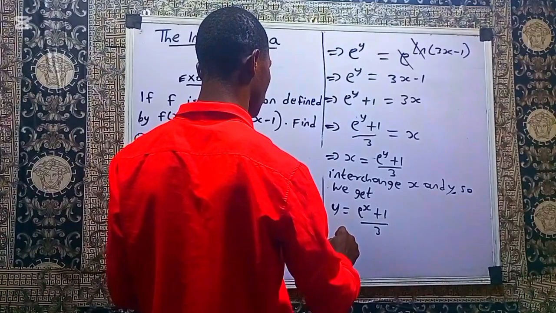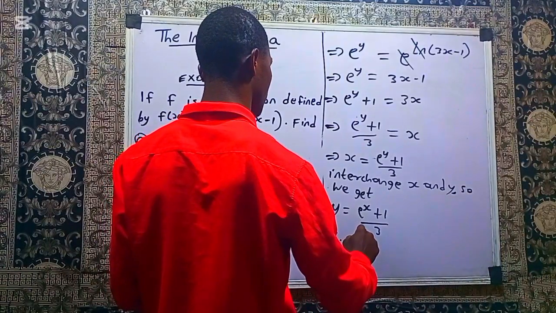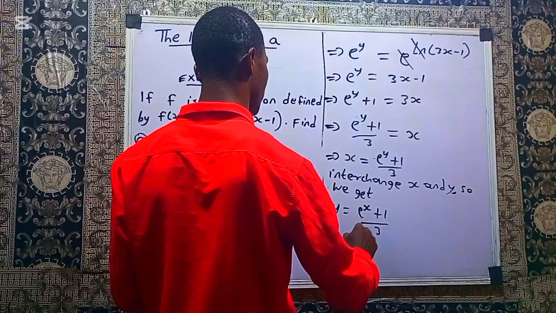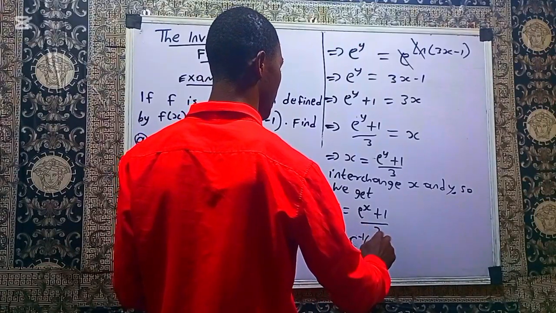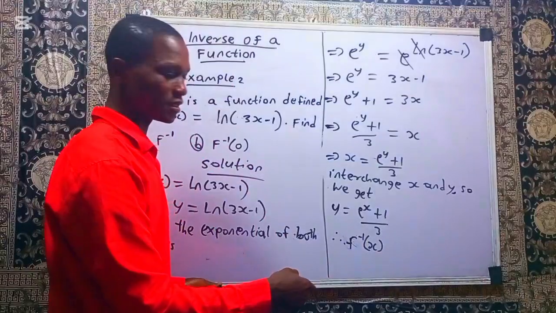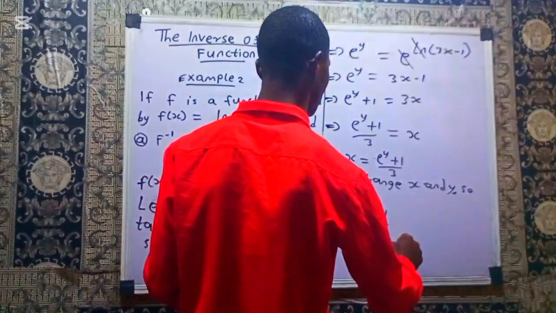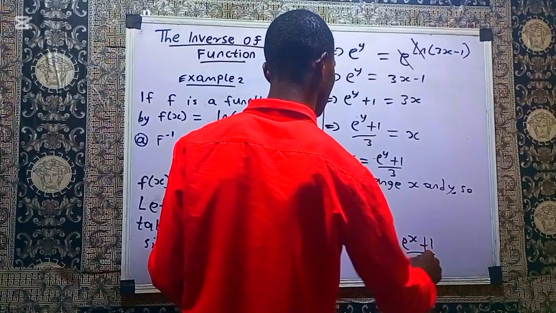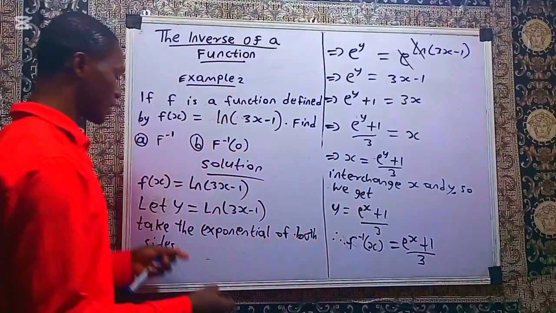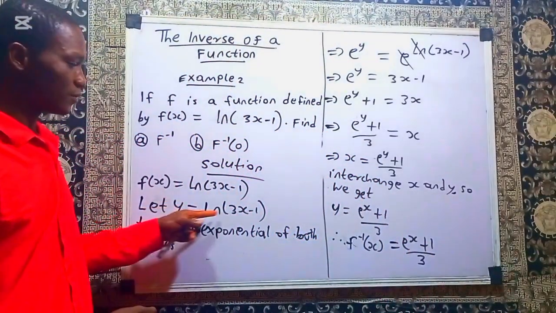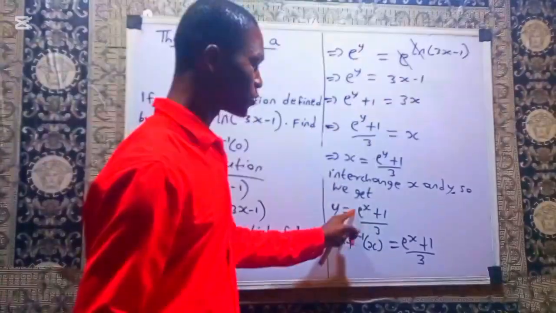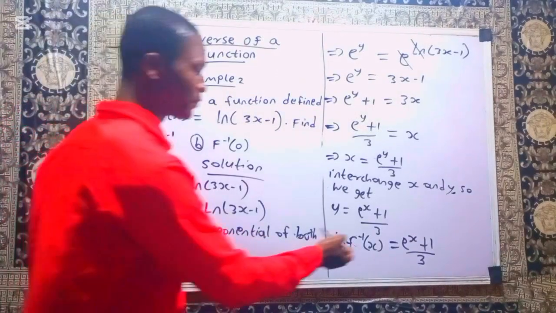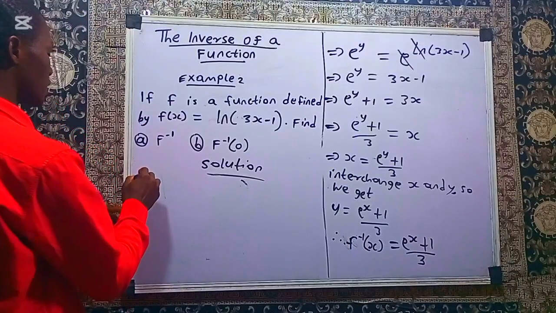So therefore, f inverse of x, because this is now a function of x, will be equal to exponential x plus 1 over 3. This is now the inverse. Remember, we started with y, we solved, and we are having y again here. So this is now the inverse of the original function we had.